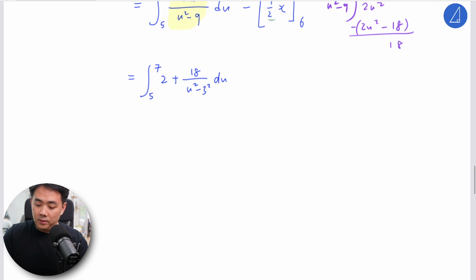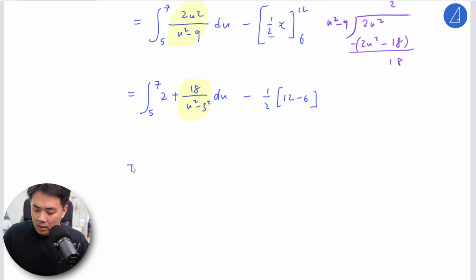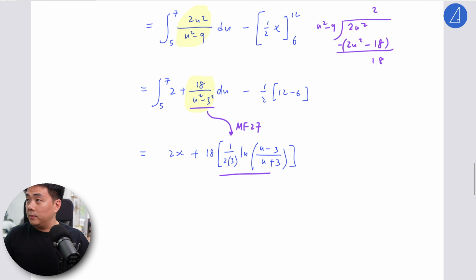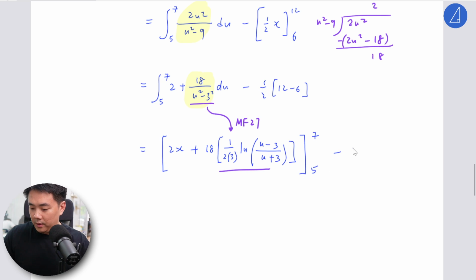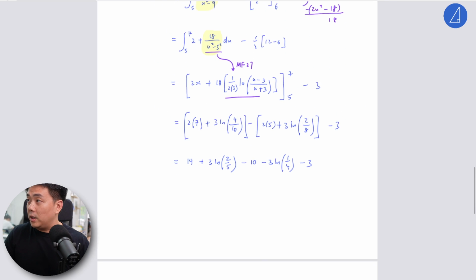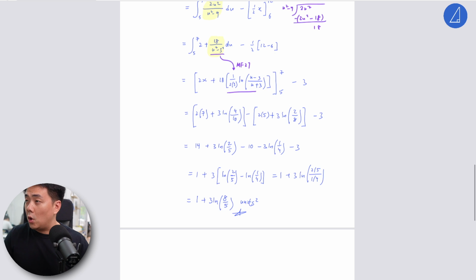So this guy I'm going to just use MF27. For this one here, I'm going to use half of 12 minus 6, so not an issue here, just 6, so it's 3. This will be 2x plus 18. This is the MF27 that we get. The 18, let's just bring it up. Then just substitute it in, find the value there. 75 minus 3. Then we just manipulate, and what we get is 1 plus 3 ln 8 over pi.